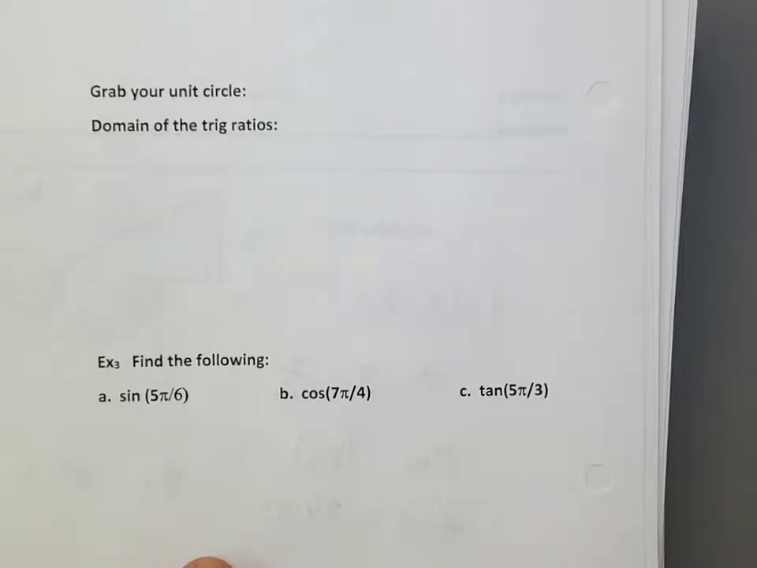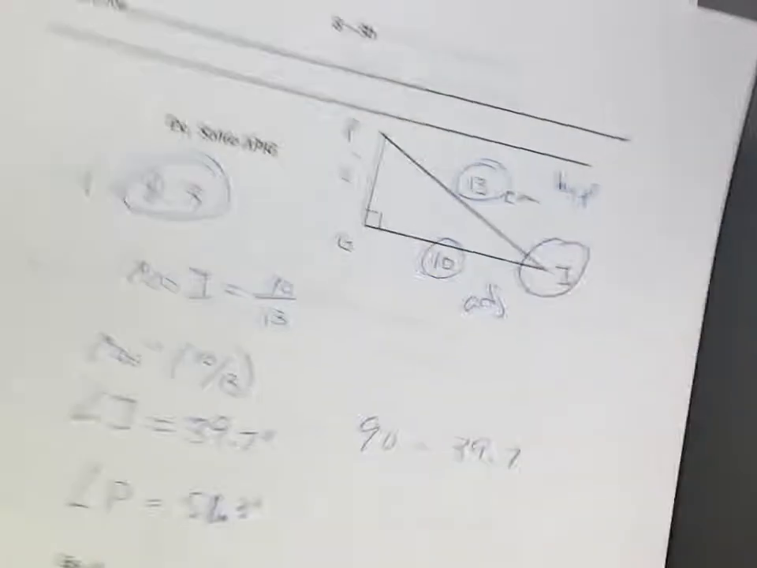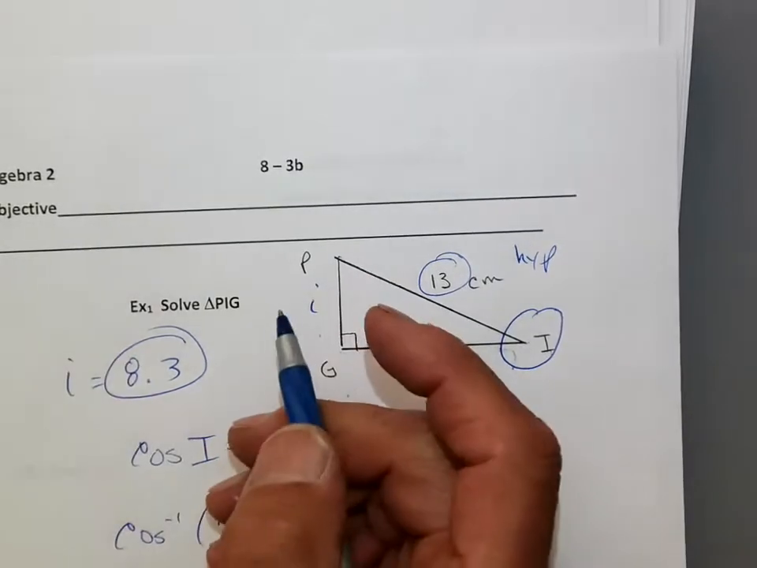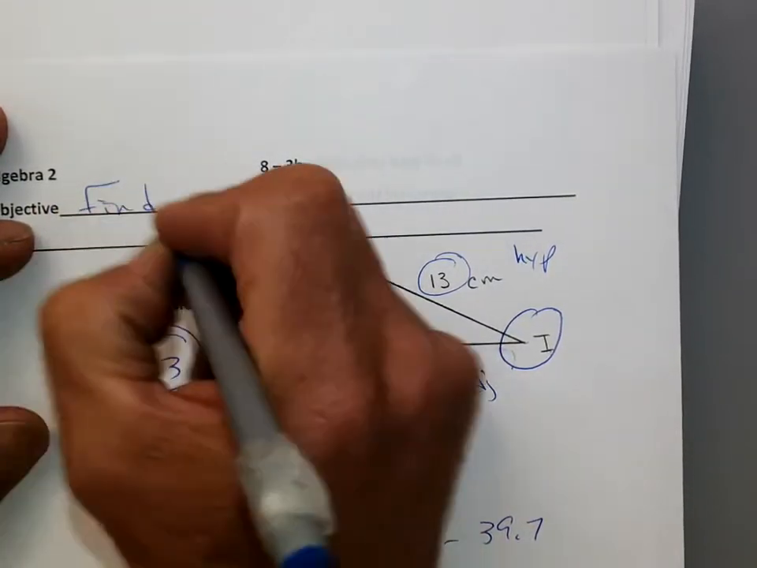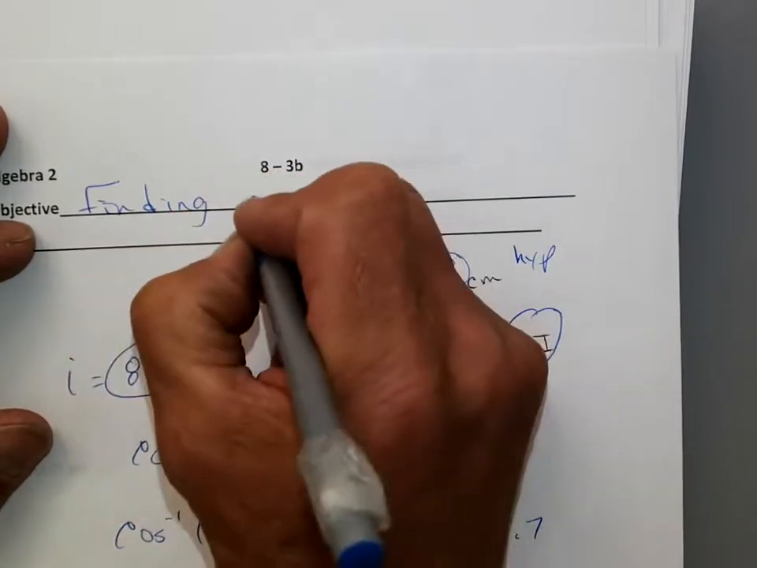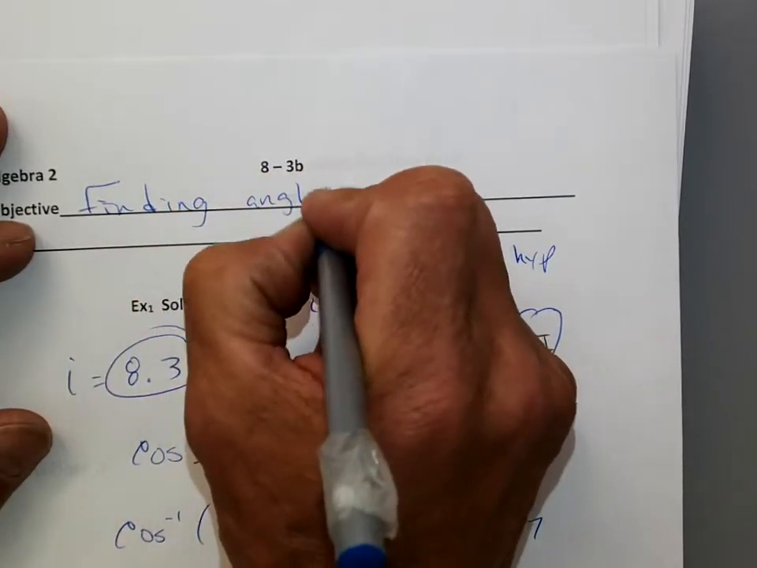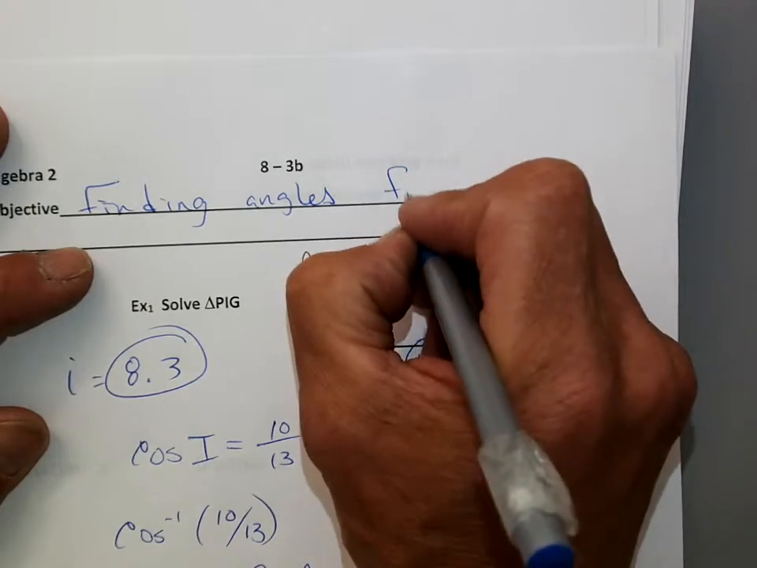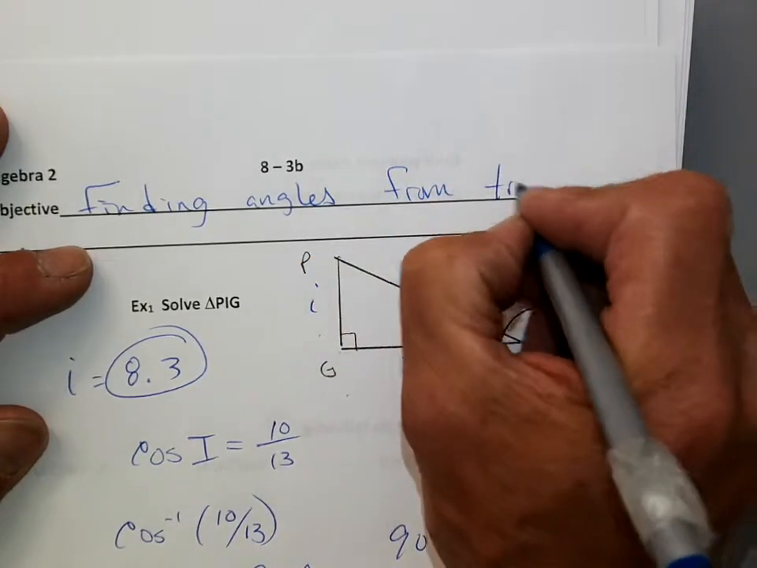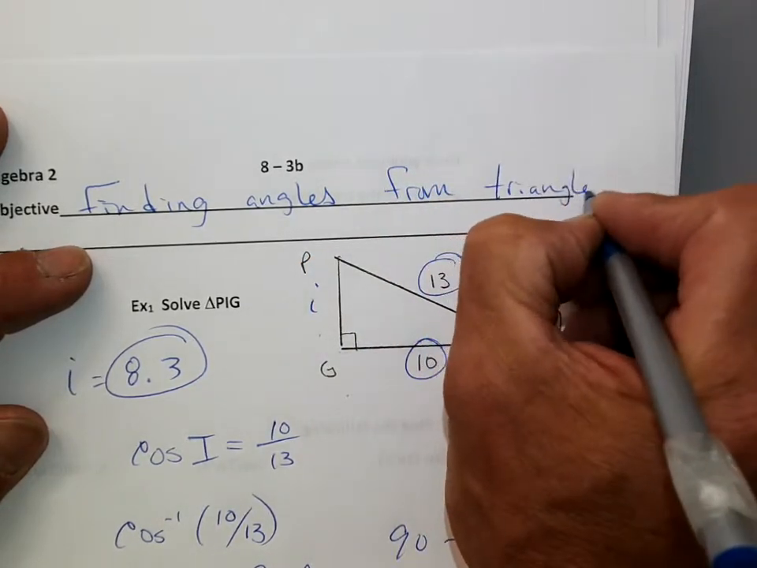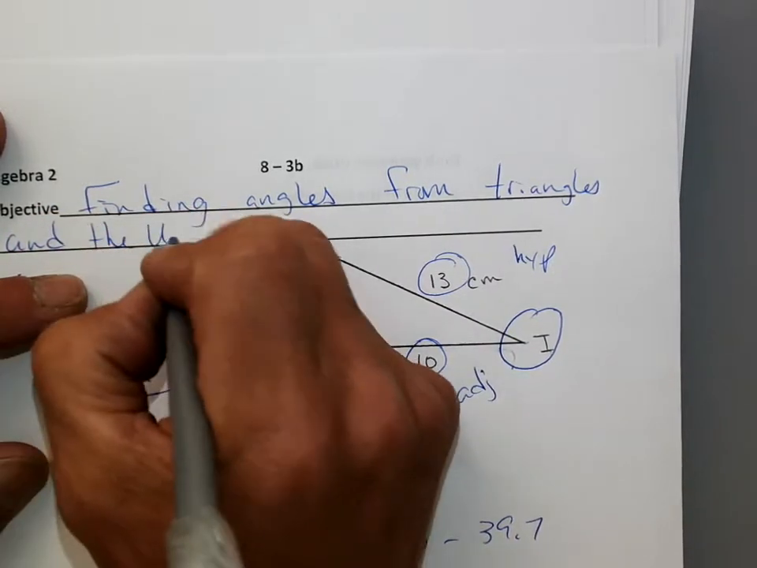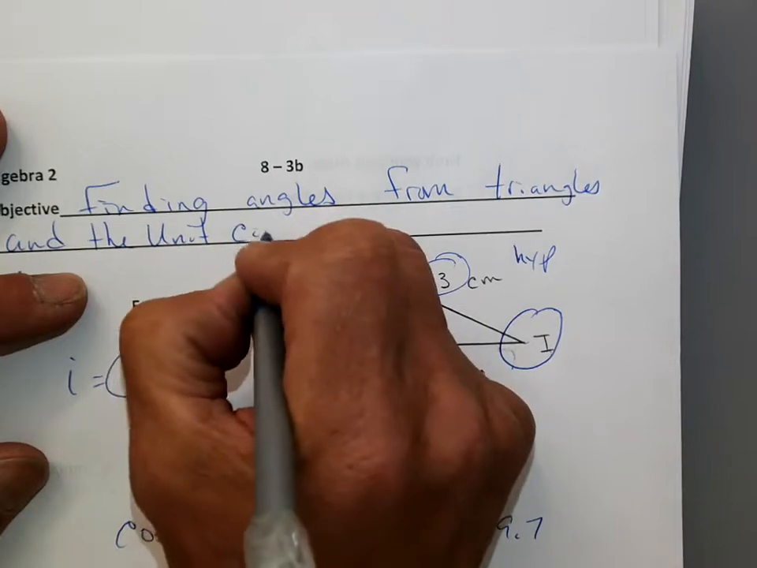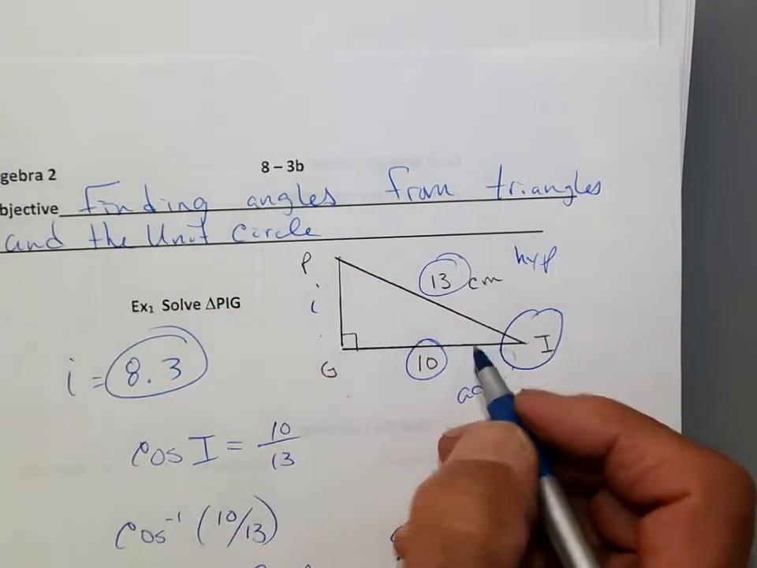Okay, so let me flip it back so we can do the objective. The objective today is finding angles from triangles and the unit circle. Okay? So it's really the inverse.